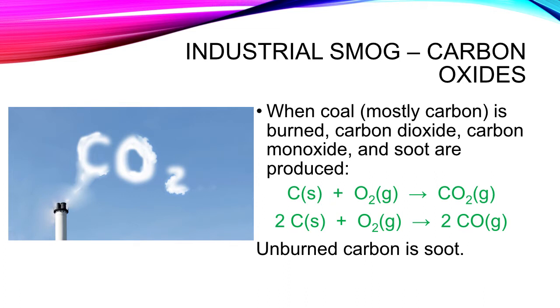What happens for a lot of these industrial activities is that coal is burned, and coal is made up mostly of carbon, not entirely of carbon, but mostly of carbon. And when it's burned, that produces carbon dioxide and carbon monoxide, and also soot. Soot is unburned coal.